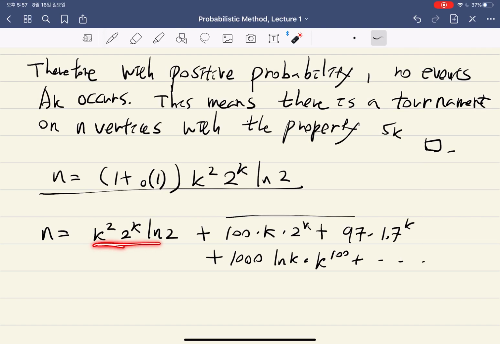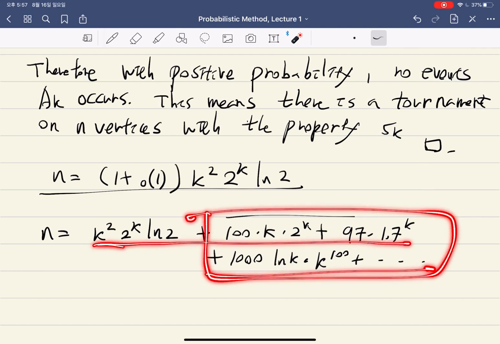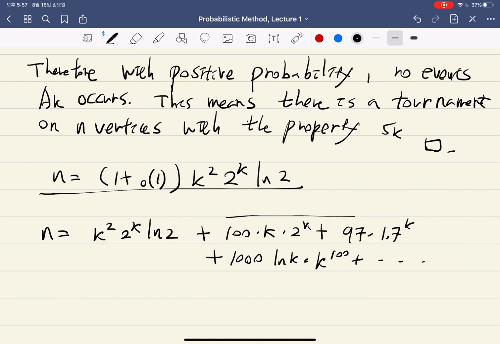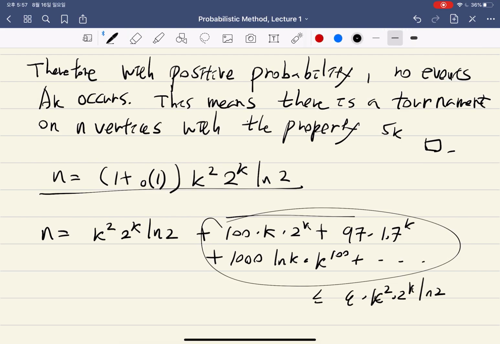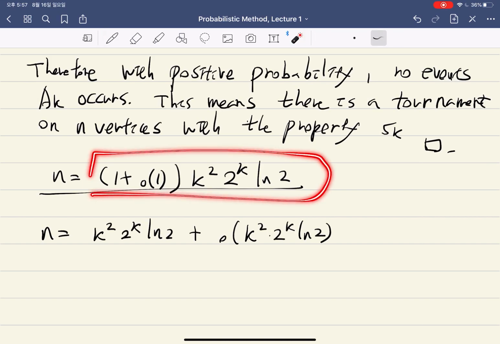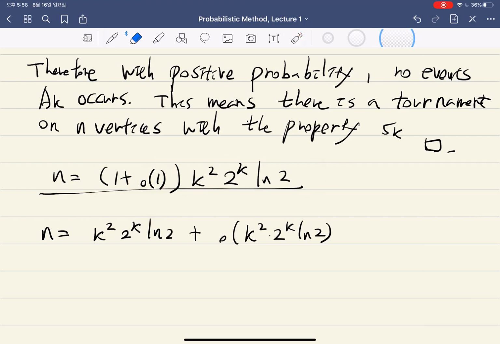If you want to optimize this, then you can write this. But for large k, all the later terms are smaller than epsilon times the leading term, which is k squared 2 to the k log 2. For given positive epsilon, you can always make sure that if k is large enough, this is small. So we can actually ignore this, and write it as a term strictly smaller than the leading term. So this is some function which goes to 0 as k goes to infinity, smaller than arbitrary epsilon as k grows large.